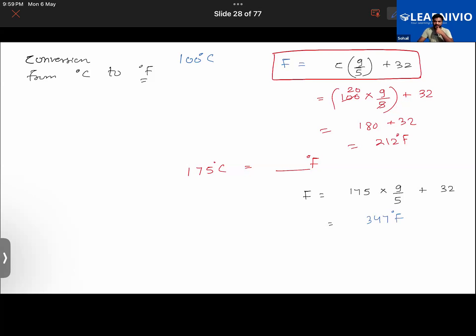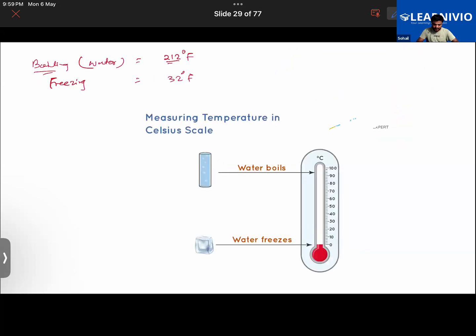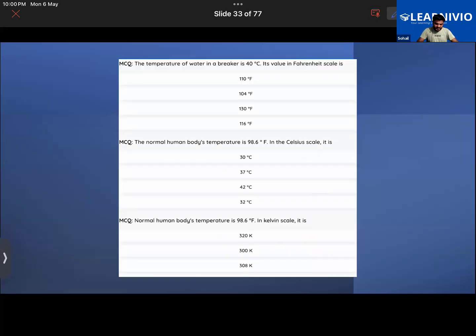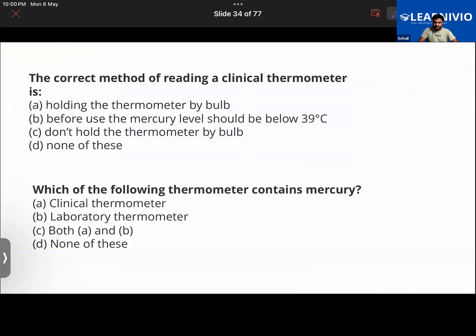Priyanka, define temperature, then we'll continue further. Temperature is the degree of hotness or coldness of a body. Very good. Temperature is measured in degrees Celsius, degrees Fahrenheit and Kelvin. Very good. And how do we measure it? By using an instrument that is called a thermometer.